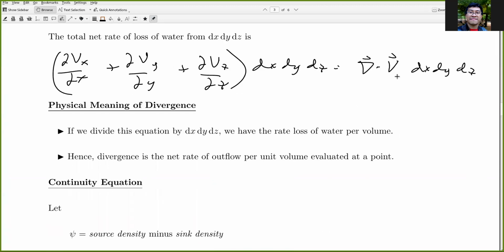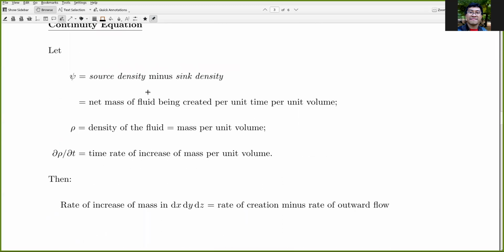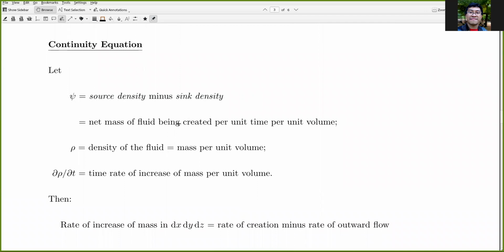So if we divide this equation by dx dy dz, so we divide this by the volume, it would be the rate of loss of water per volume. And that would be the divergence, the rate of outflow per unit volume evaluated at a certain point. Let psi equal the source density minus the sink density. Basically, if we add something to our system, but there's also a sink where something is being removed, the net addition would be given by psi. So that's the net mass of fluid being created per unit time per unit volume.